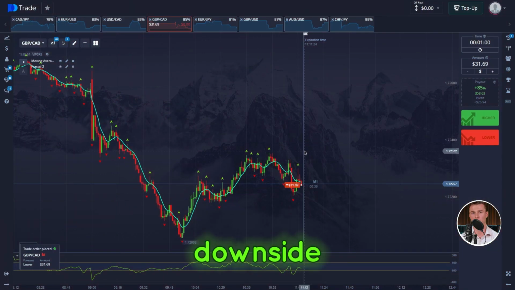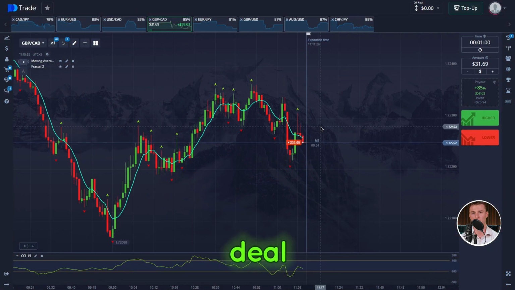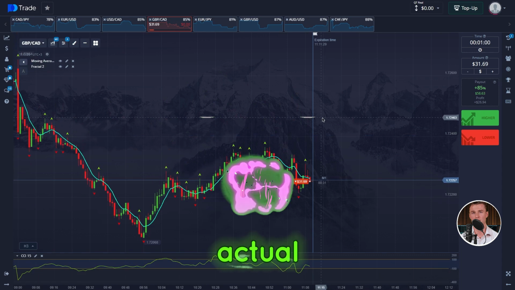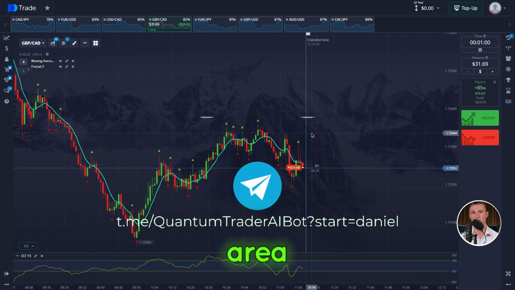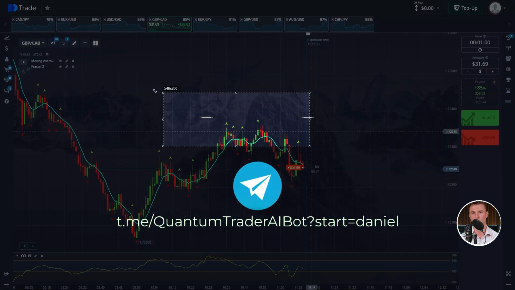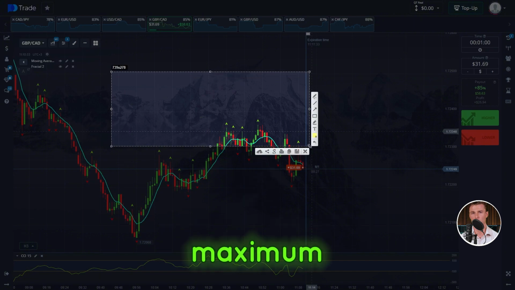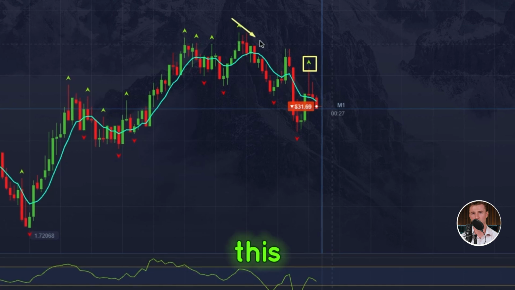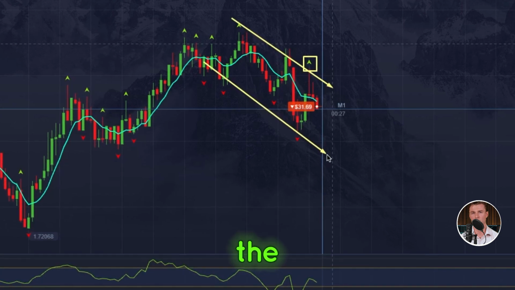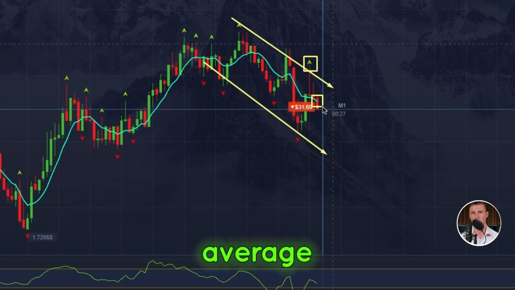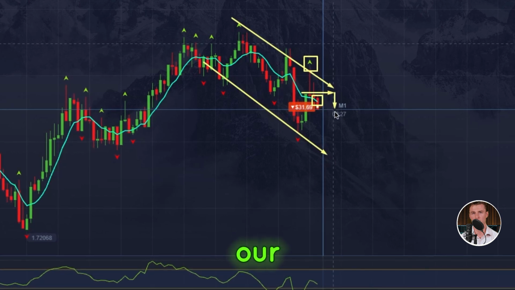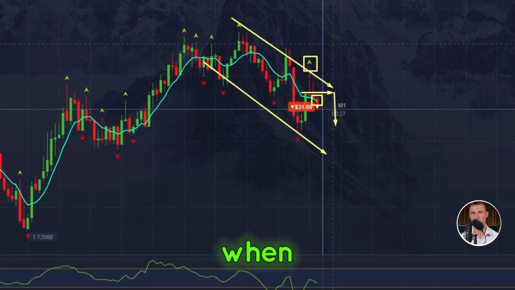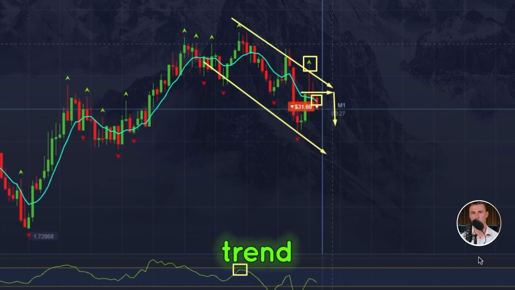Here we open a downside deal, a good entry into the deal. We open in the direction of the actual trend, select the working area, look at the main dynamics. We have updated the local maximum point. We understand that the dynamics is downward. In this area, we saw the intersection of our moving average from top to bottom. This is our downside signal when opening a trade in the direction of the trend.